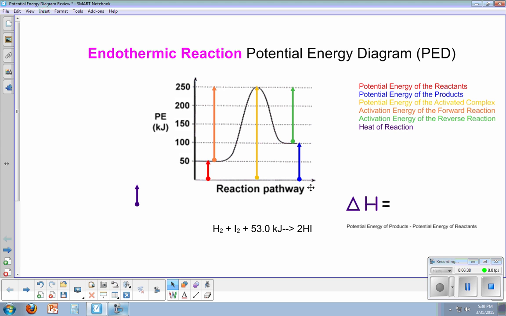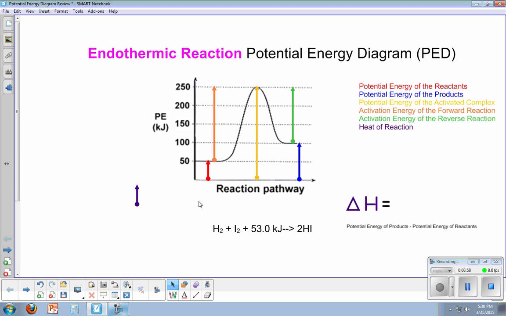So remember that for reverse, we're no longer going to call these guys products because we're using them to form something new. They're my starting material. We call it reactants. So you'll notice that the forward and the reverse don't have the same amount of activation energy. One way requires less energy than the other.